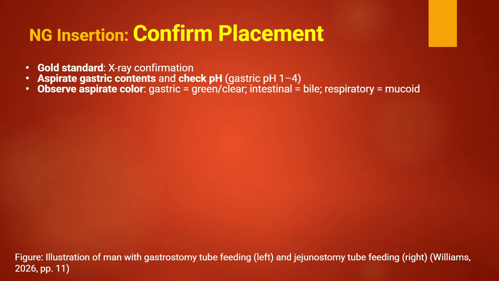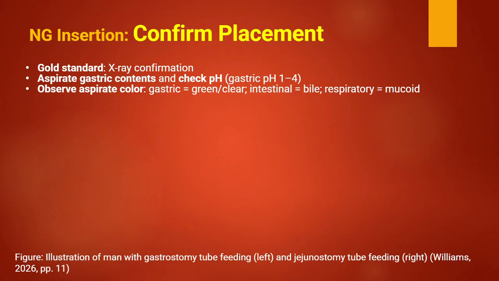At the bedside, nurses may also use aspiration testing. Using a syringe, gently withdraw gastric fluid and test its pH. Gastric secretions are typically acidic, with a pH of 1 to 4. If the aspirate shows a pH above 6, this could suggest that the tube is in the intestines or, more dangerously, in the respiratory tract. In that case, do not use the tube and notify the provider.